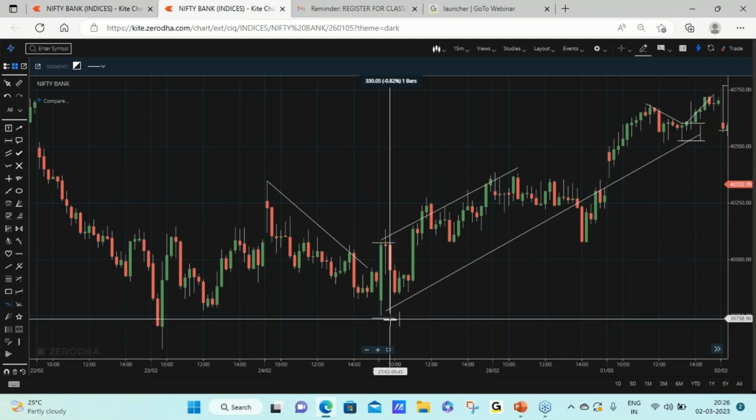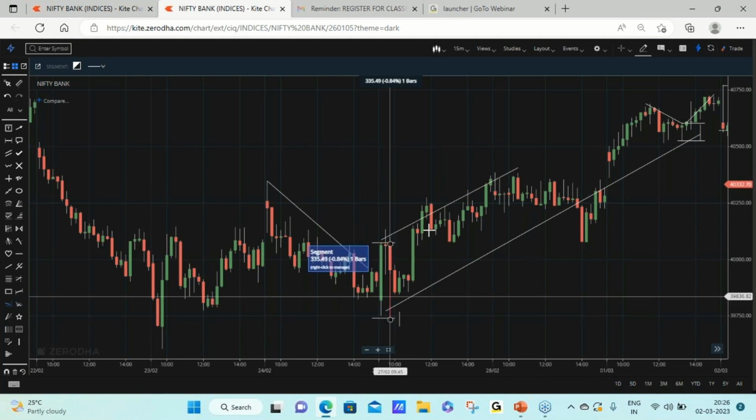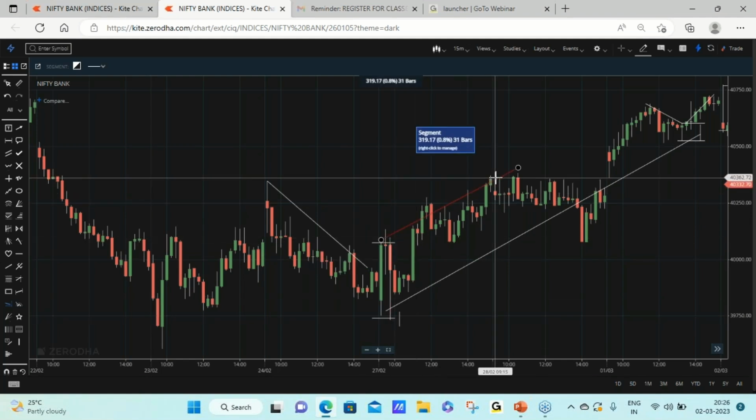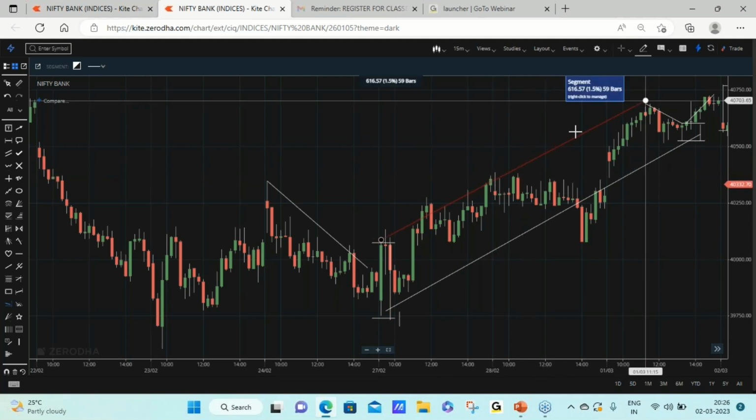If you try to take this trade, what is the risk involved? 336 points. What is the reward? Less than 1:1, right? But if you hold it for a longer term, then definitely you've got double of that.